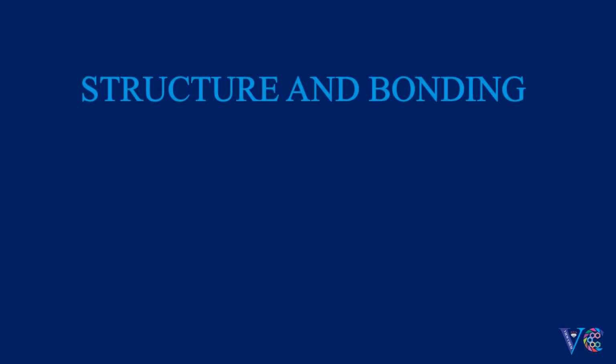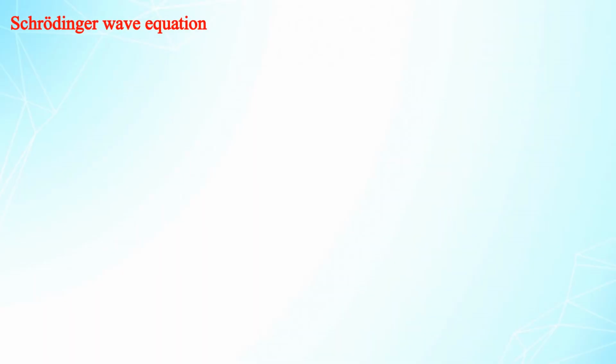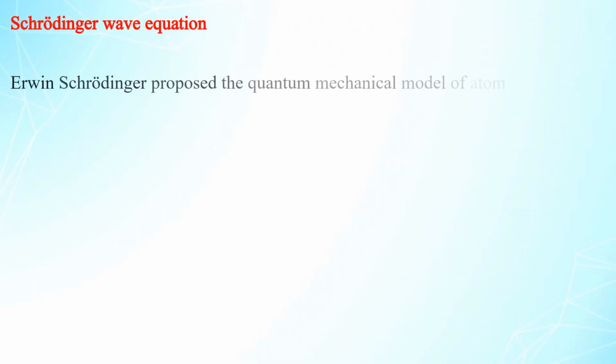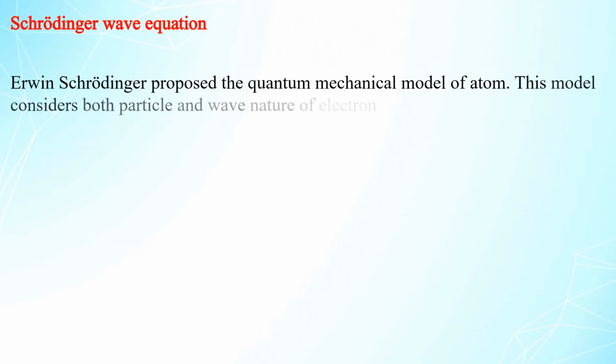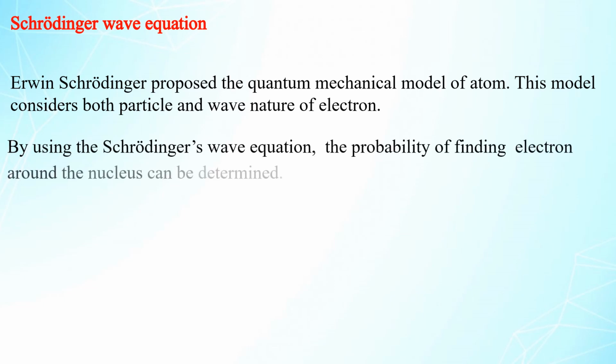Structure and bonding. Schrödinger wave equation. Erwin Schrödinger proposed the quantum mechanical model of atom. This model considers both particle and wave nature of electron. By using the Schrödinger's wave equation, the probability of finding electron around the nucleus can be determined.